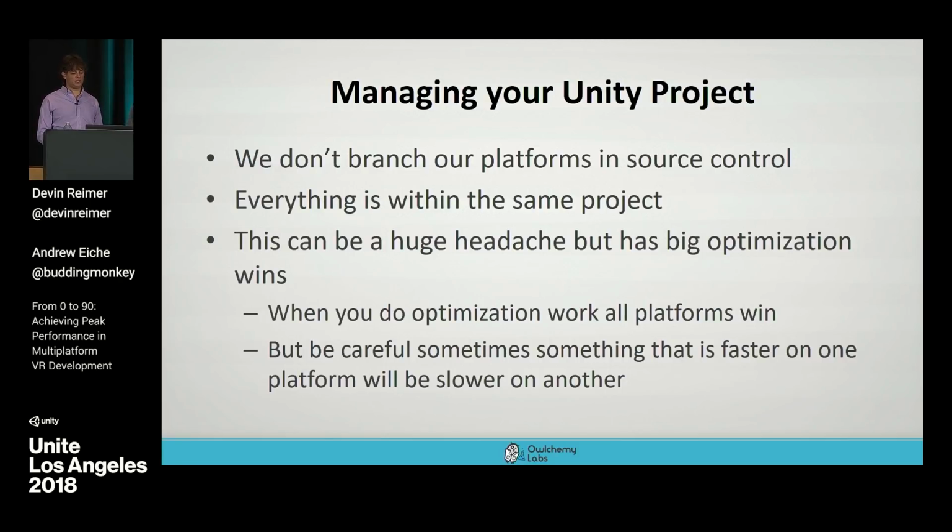And then a little bit of production advice, managing your Unity project. We don't branch our platforms in source control, so everything in our platforms is in the same project, and that means we have to build a bunch of custom tools to swap between the platforms, and that's a huge headache, but it has big optimization wins by all living on the same single branch. So when you do optimization work on one part of the game, all the platforms win. This meant when we had done the work to optimize for PSVR on Job Simulator, we got to bring those wins back to PCVR.